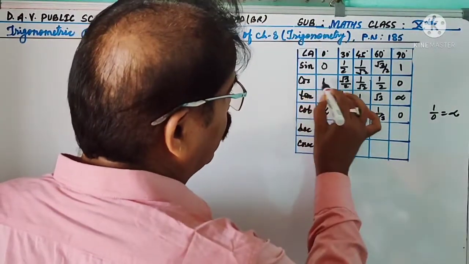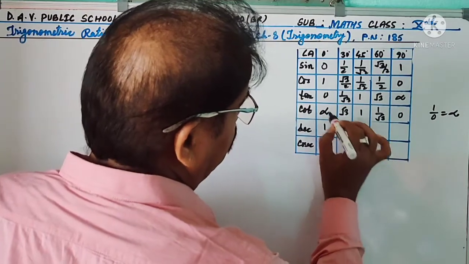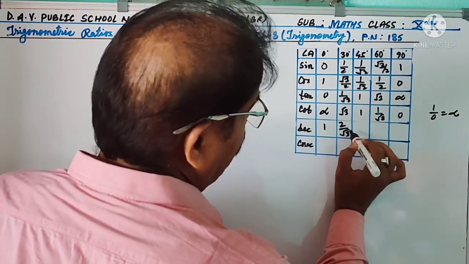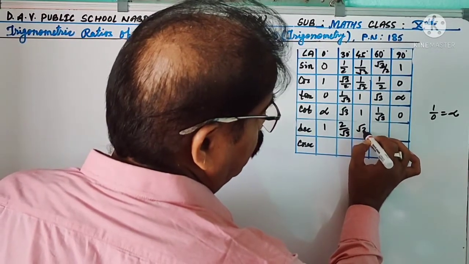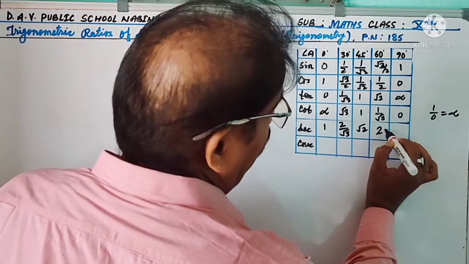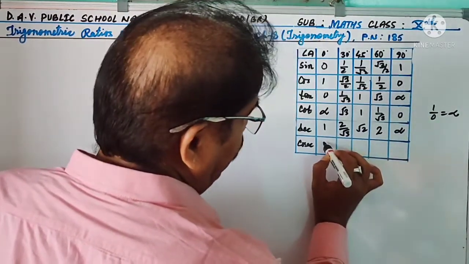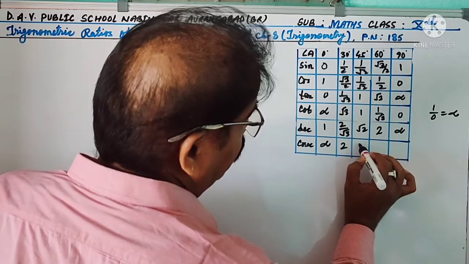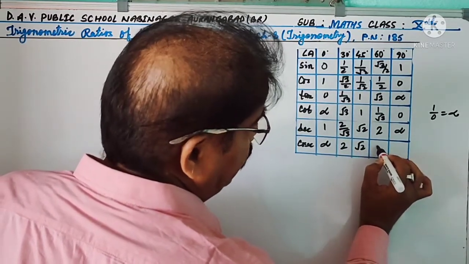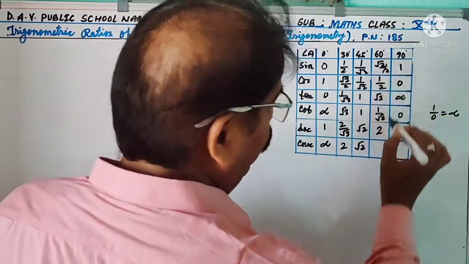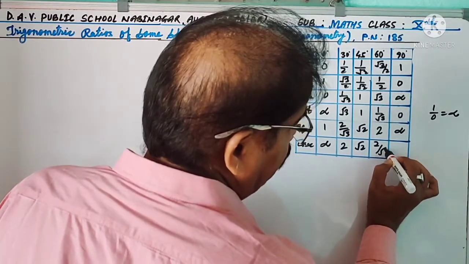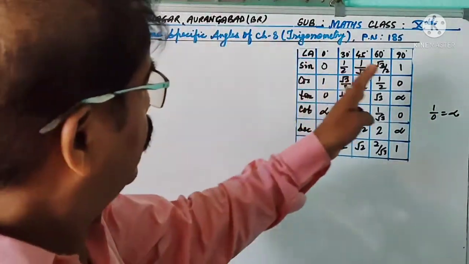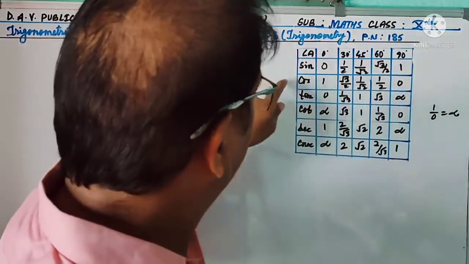Sec is the reciprocal of cos. So sec 0 is 1, sec 30 is 2 by root 3, sec 45 degree is root 2, sec 60 degree is 2, and sec 90 degree is not defined, and cosec 0 is not defined, cosec 30 is 2, cosec 45 is root 2, cosec 60 is the reciprocal of sin 60, 2 by root 3, and cosec 90 is 1.